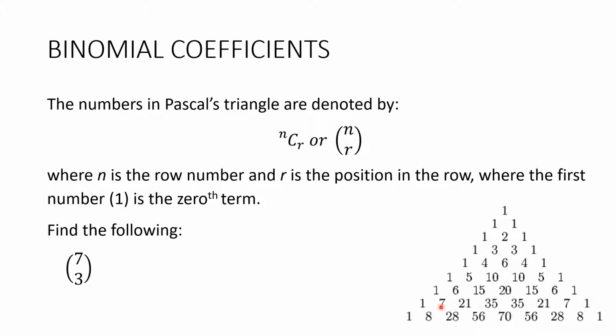7C3. So we come down here to where n is equal to 7, and we want r is 3. Remember we're starting with 0. 0, 1, 2, 3. 7C3 is 35. What about this one? 5C4. So we come here. I know this is the 6th row, but this is where n is equal to 5, and we want r equals 4. So 0, 1, 2, 3, 4. So 5C4 is 5.